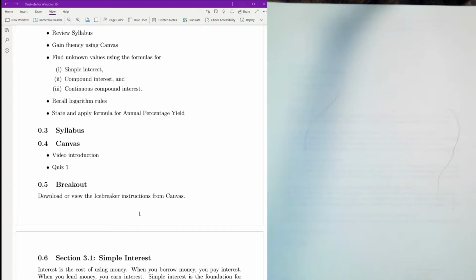We're going to find unknown values using the formulas for simple interest, compound interest, and continuous compound interest. So these items right here. We're also going to have to recall some of our logarithm rules. And then we're going to state and apply the formula for annual percentage yield, which is a way to make comparisons between some of these.